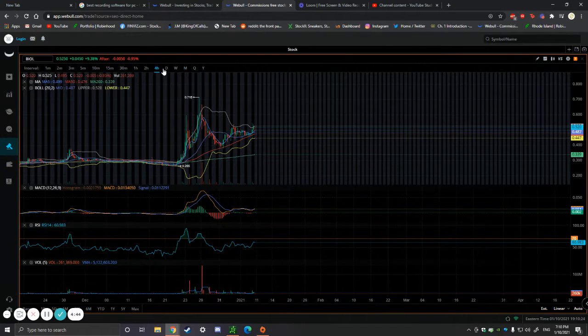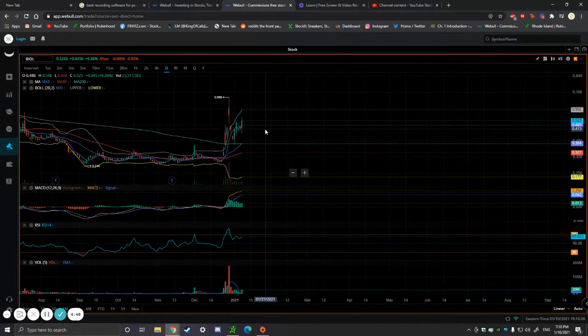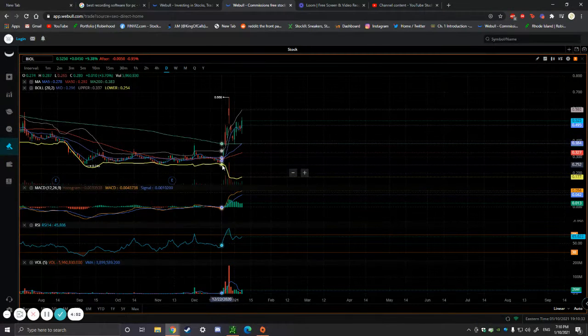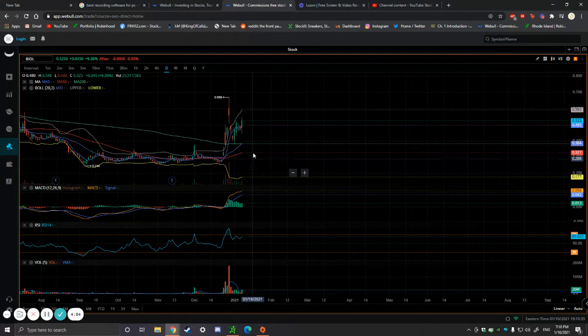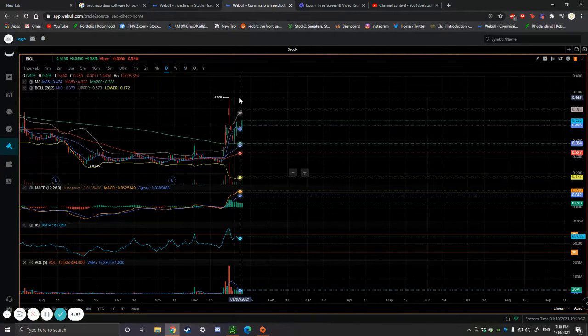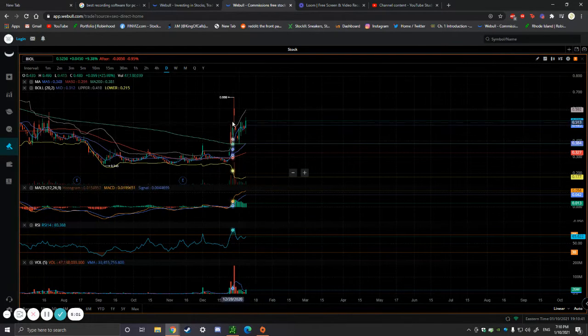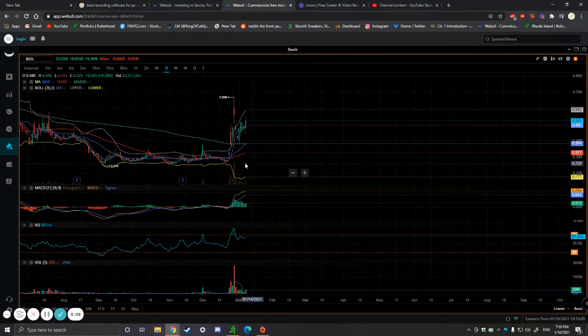So going back to the daily, we can see that we had a pretty big pump here after this bounce off of the lower Bollinger Band. We pumped from 0.26 all the way up to 0.66, which is more than 100%. That's pretty massive. But what I really like is that it wasn't just a pump and dump. We didn't pump and then just fall all the way back down. We are holding at a pretty solid point right here.